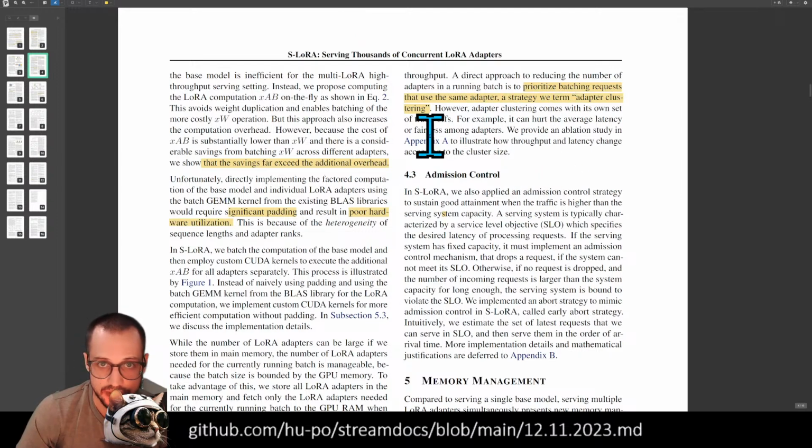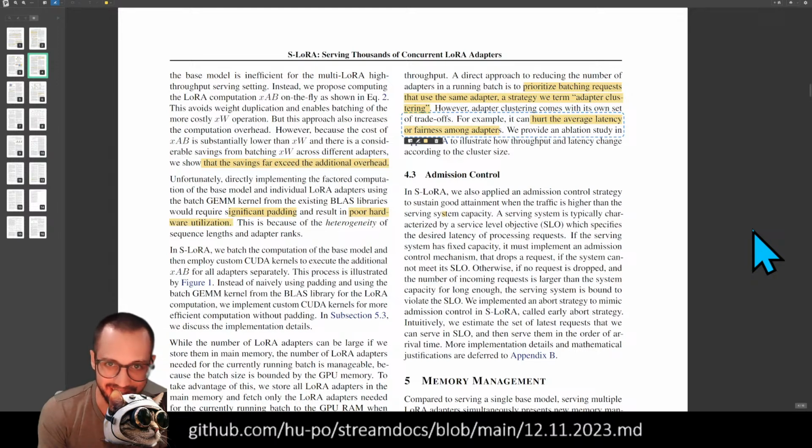Adapter clustering comes with its own set of trade-offs. It can hurt the average latency or fairness amongst adapters, right? If you over-optimize too much, then maybe that one guy who wants the LoRA for Swahili poetry is just sitting there waiting for 10 seconds, because this optimizer never loads the Swahili poetry LoRA since he's the only person who requested inference from it. So you have to have bounds, guaranteeing some amount of fairness amongst these adapters, so that you eventually serve even weird compute requests.